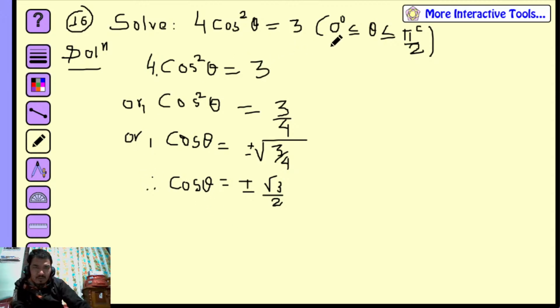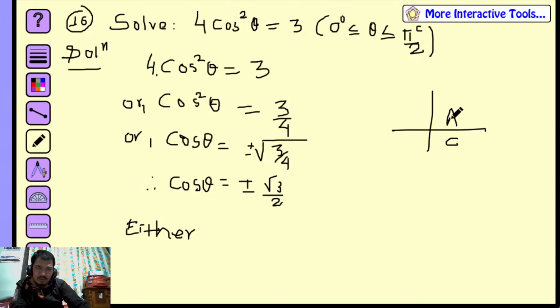And as it is given to find out the angle, theta value from 0 to 90 degree only, that's why we have to write here either this side. There are two values, one negative, one positive, that's why we are taking only the positive one. As we know, this is the CAST rule. Then cos theta, the 0 to 90 that we find here only.